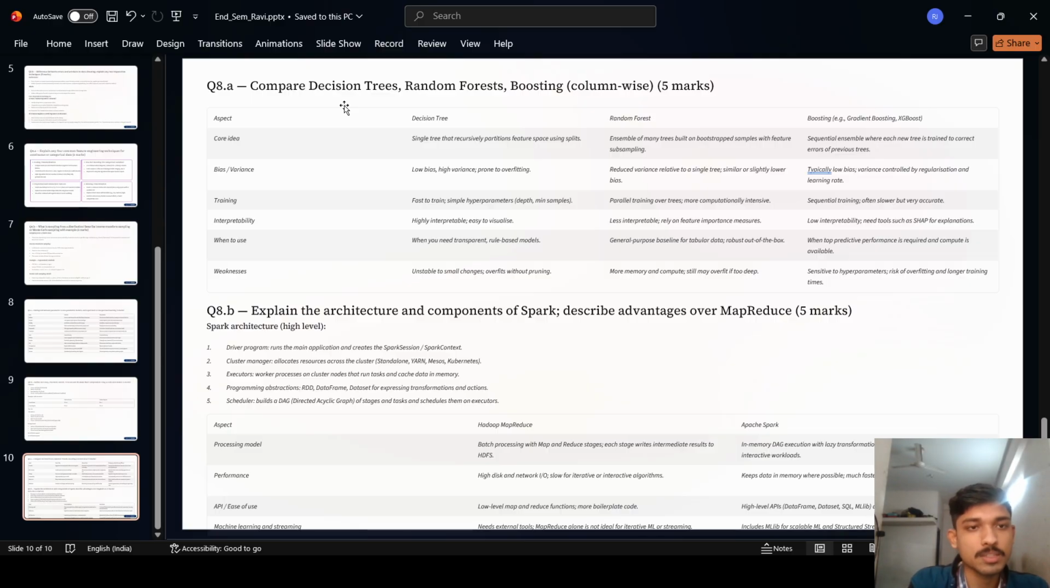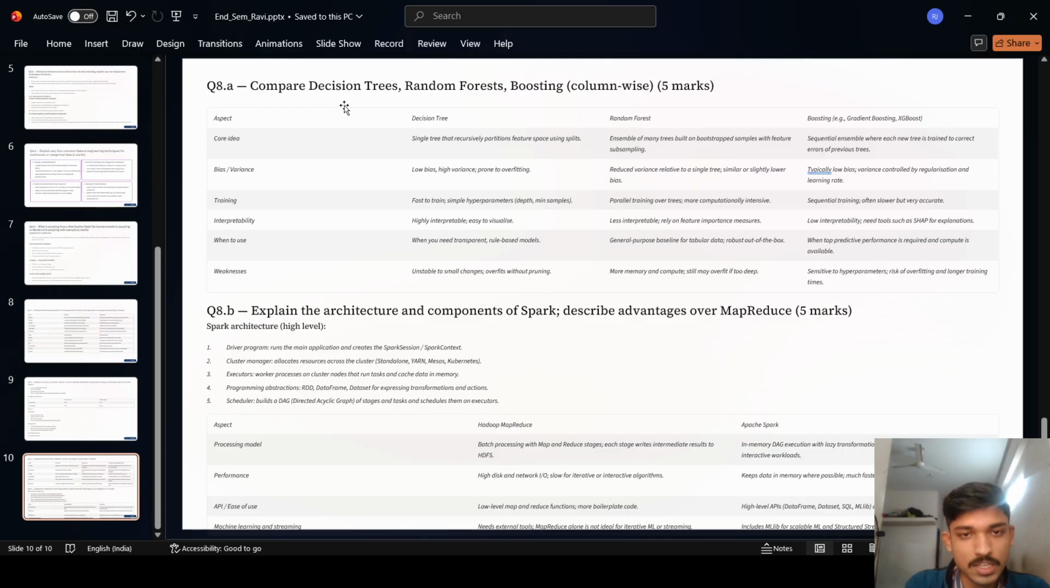And the second aspect is bias, we can also say variance. Decision tree has low bias and high variance, so it becomes prone to overfitting. Random forest has reduced variance relative to a single tree, with similar or slightly lower bias. Boosting is typically low bias, with variance controlled by regularization and learning rate.